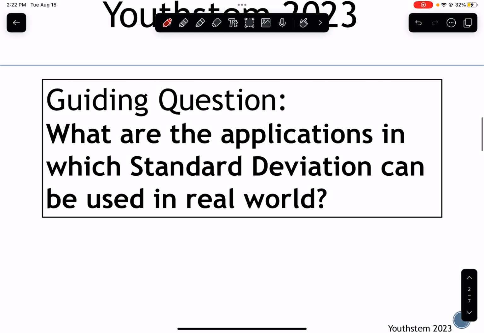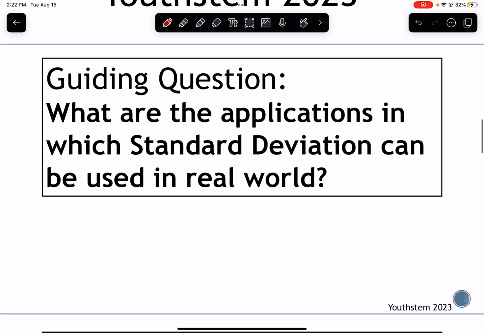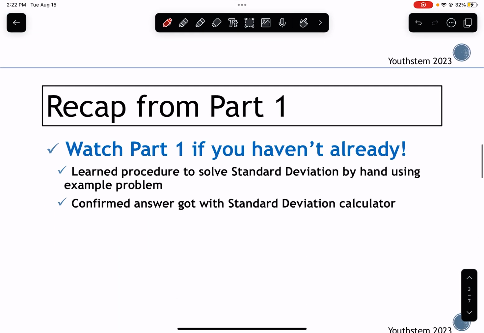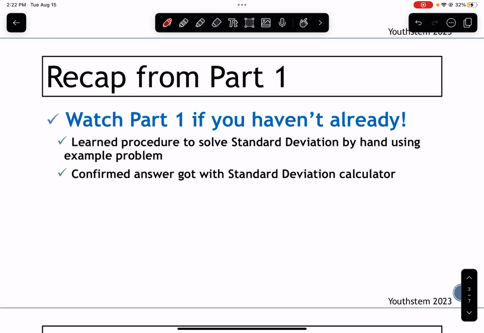Our guiding question for today's lesson is, what are the applications in which standard deviation can be used in the real world? Just to recap from part 1, if you haven't already, go ahead and watch the part 1 video, as it explains the procedure to solve standard deviation by hand using an example problem, and we confirm that answer with a standard deviation calculator. We'll be going further into some of those concepts a little bit today.